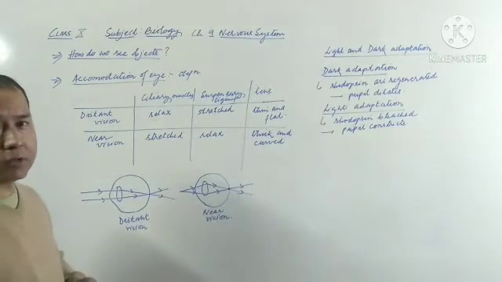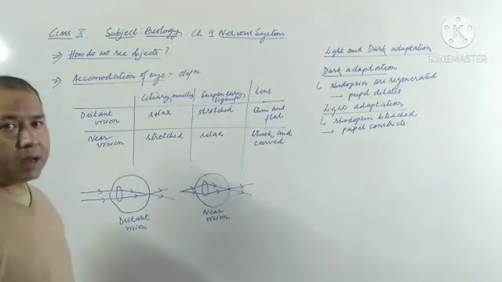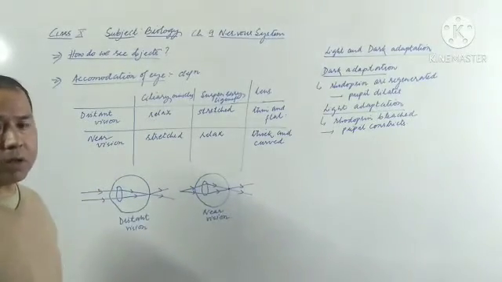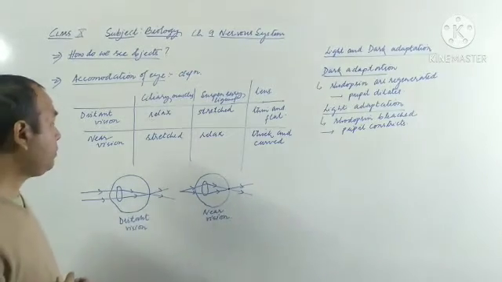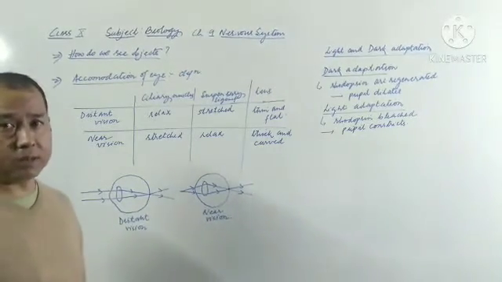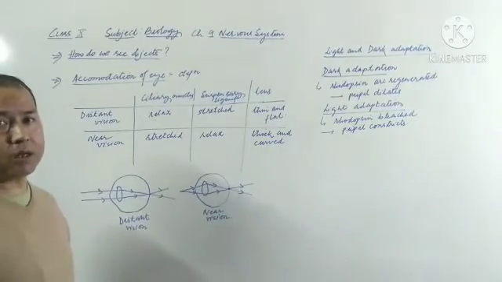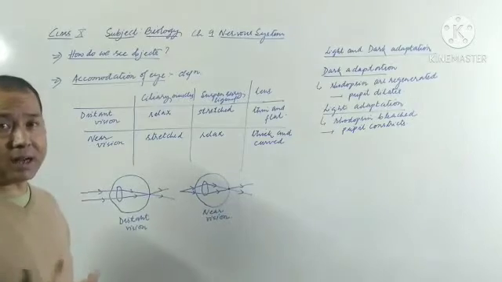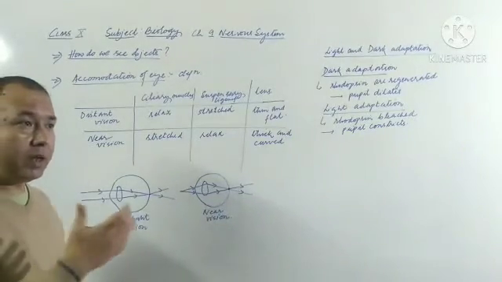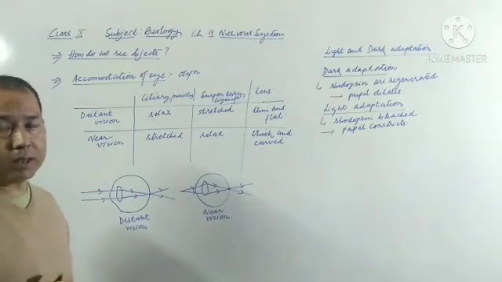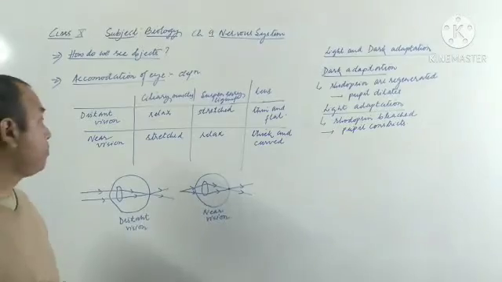Then comes the next topic, accommodation of the eye. First we need to define it. If you are asked what you understand by accommodation of the eye, you need to say that the process of changing the focus of the lens to view nearby and distant objects is called accommodation of the eye. Now what are the changes that take place inside the eye when we view nearby and far away objects?